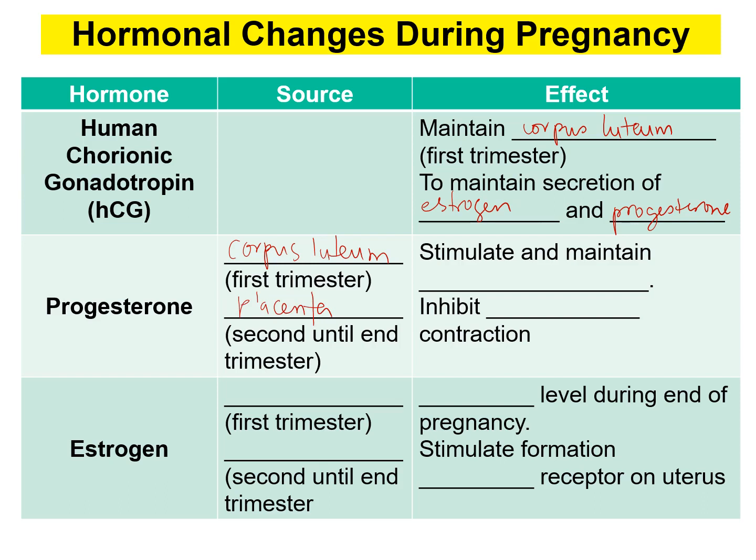Progesterone gives the effect to stimulate and maintain the endometrium. Inhibit premature contraction, or uterus contraction. Inhibit uterus contraction. Estrogen is the same as progesterone. During the first trimester, it is secreted by the corpus luteum.